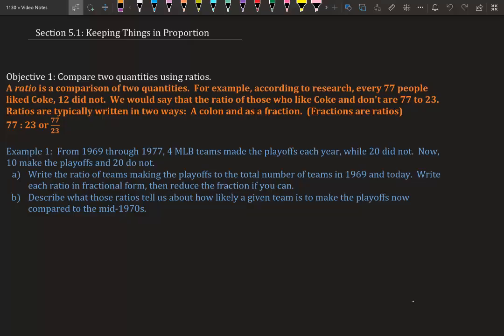Ratios are typically written in two ways, with a colon and as a fraction. Fractions are ratios, so we could write that 77 colon 23 or 77 over 23.